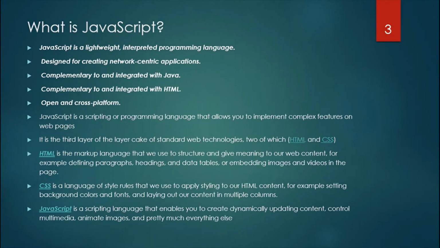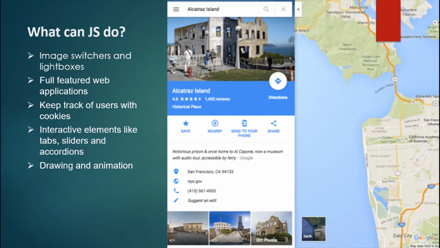Now CSS will decorate it, and JavaScript would actually move. Means if something is coming up, if somebody hits the doorbell, then someone will come up. It would be making the home alive. So that would be like animating images, multimedia, and pretty much everything else. Now, what can JS do?